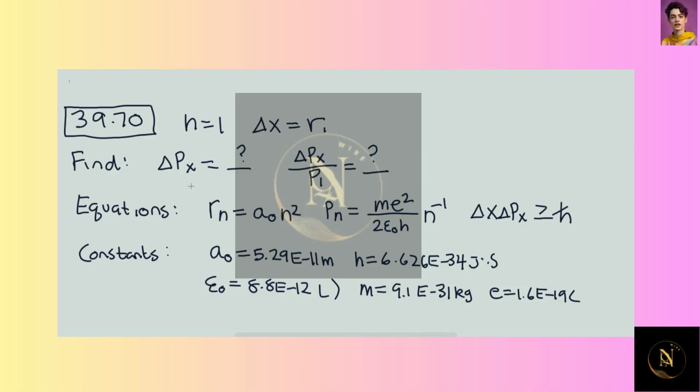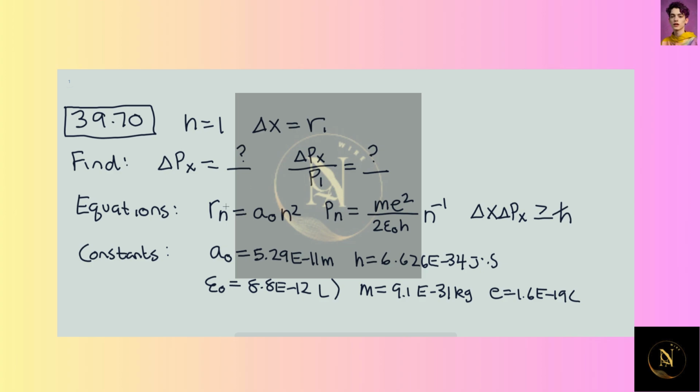Okay, in this problem we have an electron orbiting a hydrogen atom, and we're going to use the Bohr model for the n equals 1 ground state. We're going to apply the Heisenberg uncertainty principle to find the uncertainty in this electron's momentum, given that its uncertainty in its position is equal to the Bohr radius for this first state, the n equals 1 level.